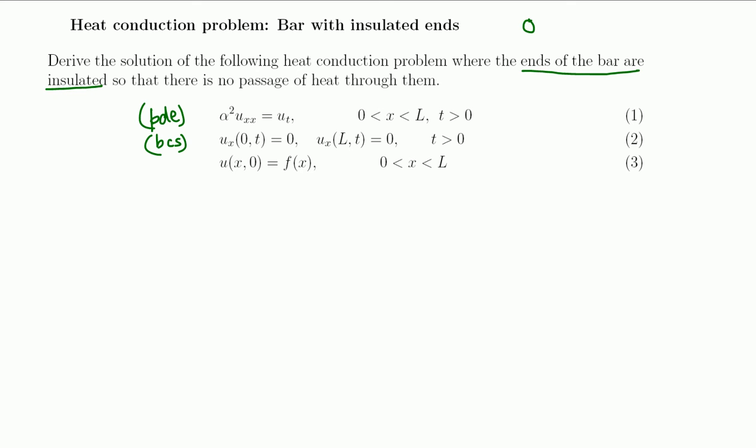So we have something similar to this, and the heat conduction through the ends is 0. I mean, there is none. That means these are zeros. And the initial temperature distribution, that's the initial condition, is u(x,0) equals f(x).